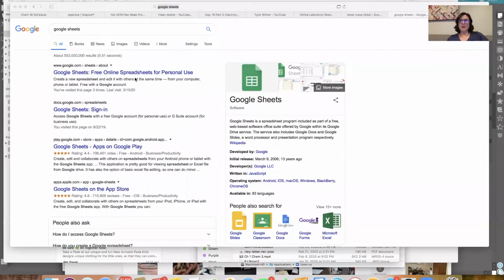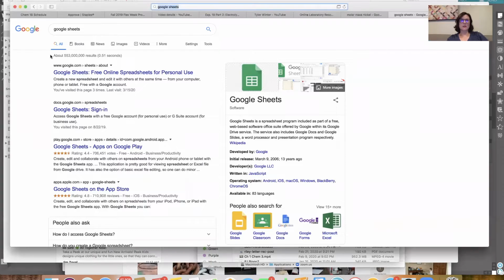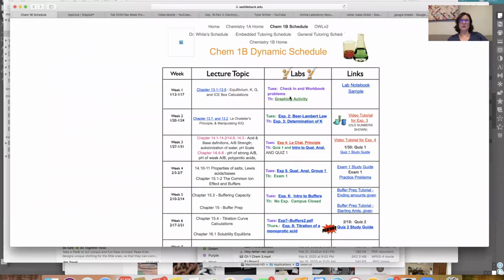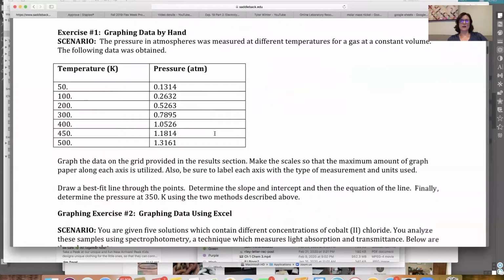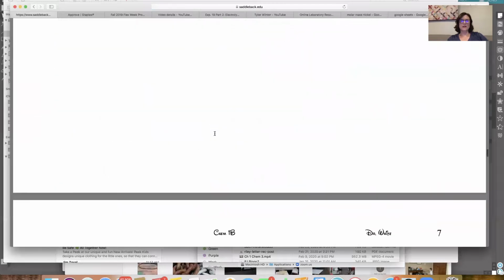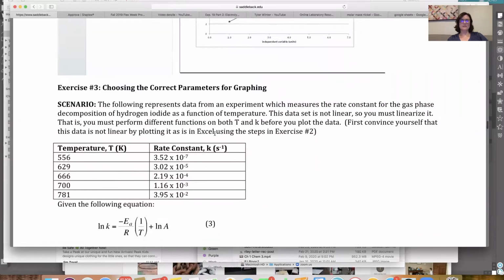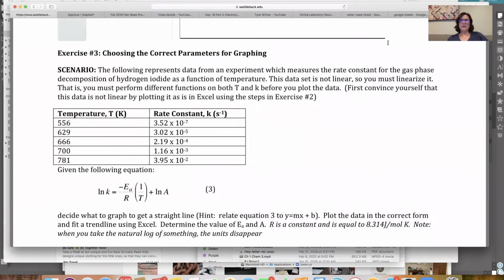Okay. I'm going to click first on the Chem 1B schedule and go to the graphing activity, because I'm going to show you how to graph using the data in our last activity. Then I'm going to highlight the temperature and rate constant data and copy it.